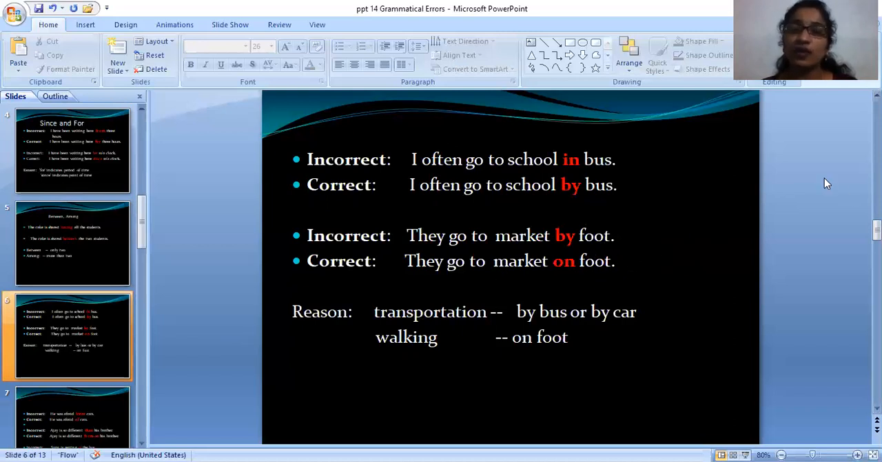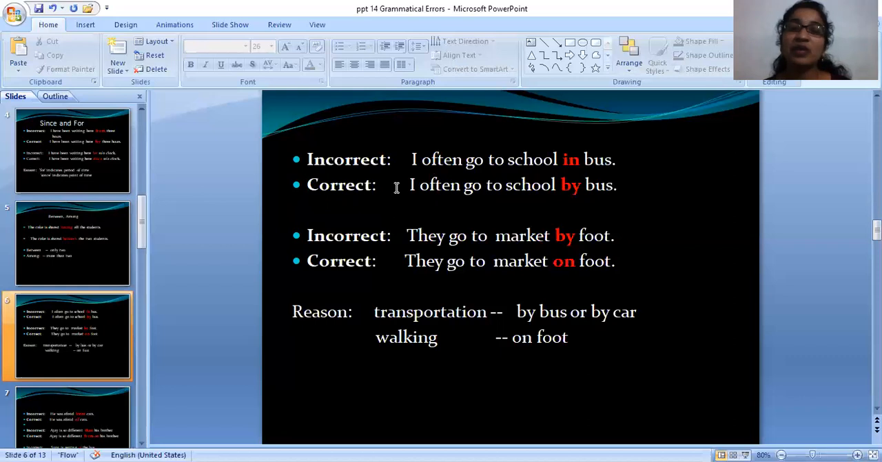In the first set of examples, using the preposition by is correct. But in the second set of examples, using by is not correct. But rather using on is correct here. Then what's the difference again?